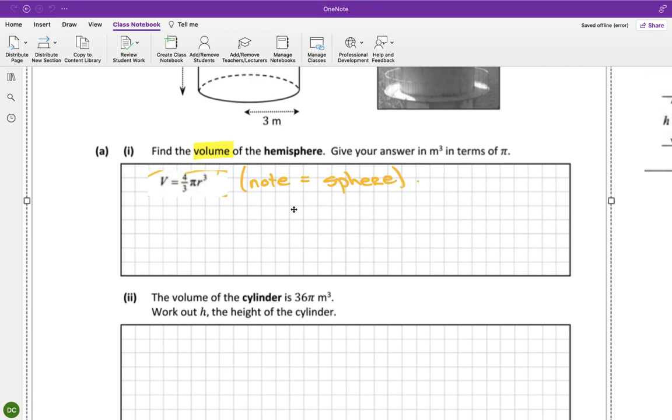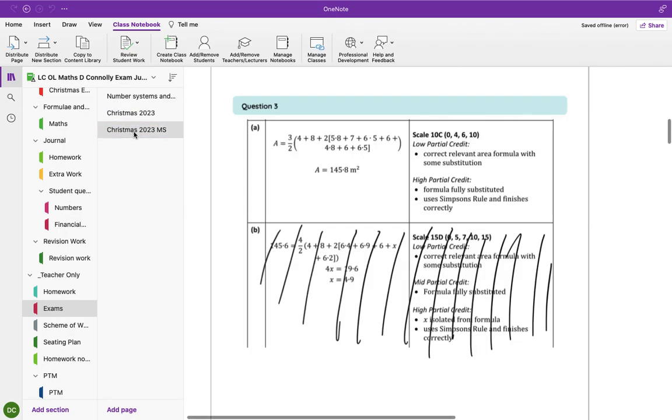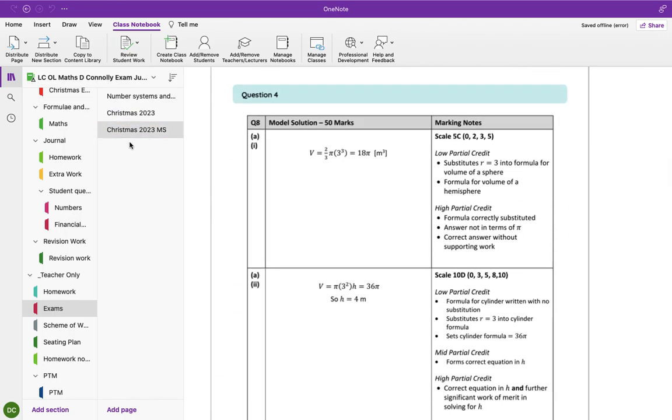Okay, anyway, we'll keep going. So it's 4/3. It says in terms of pi, so I won't sub in for pi. And then it says radius, and the radius is 3, and the formula says to cube it. So that's it. 4/3 pi 3 cubed. So 36 pi is what I'm getting there. Check the scheme.